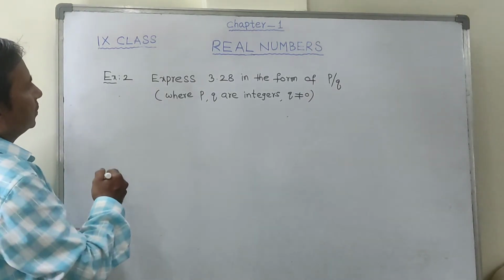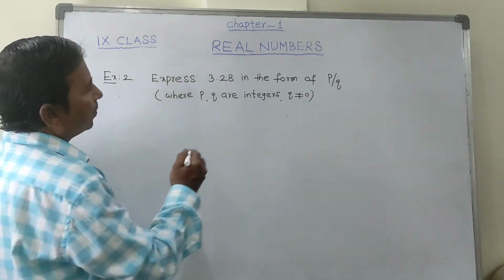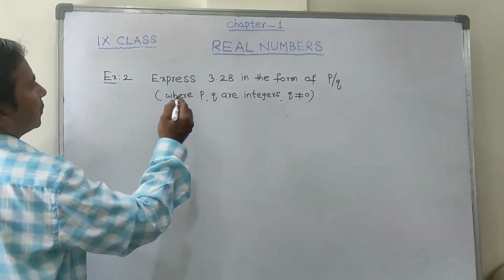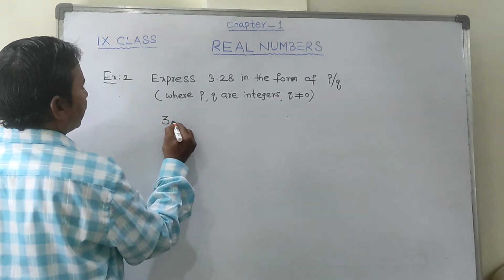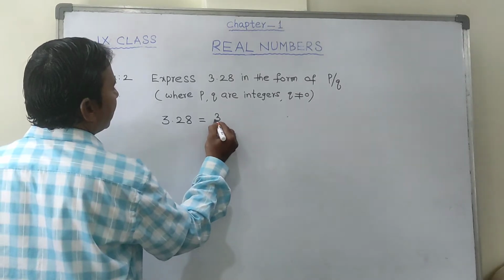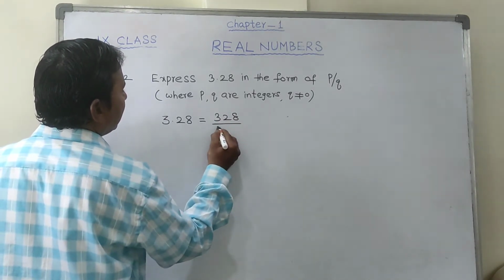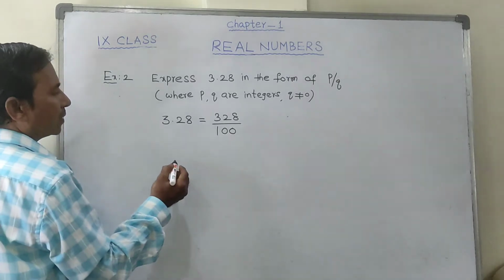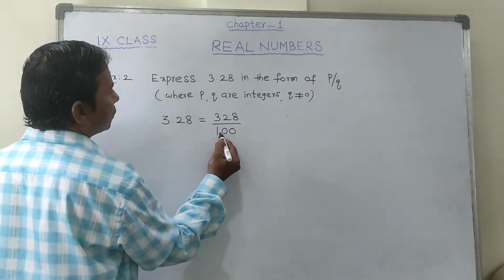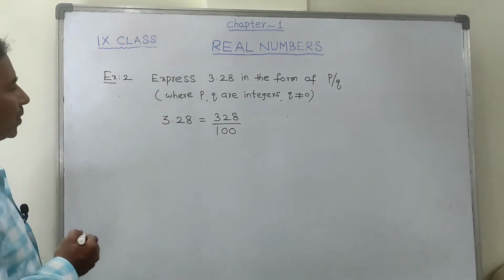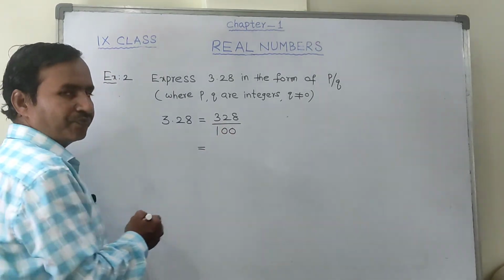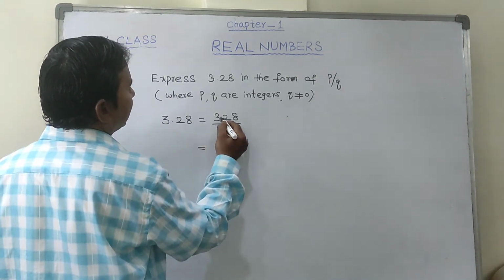See example number 2. Express 3.28 in the form of P by Q, where P, Q are integers and Q is not equal to 0. So here given 3.28, isn't it? How can you write this as 328 by 100? How did we get this one? See, after the point 2 digits are there, means we have to write 2 zeros after 1. Then afterwards we have to simplify it, as we can simplify further.